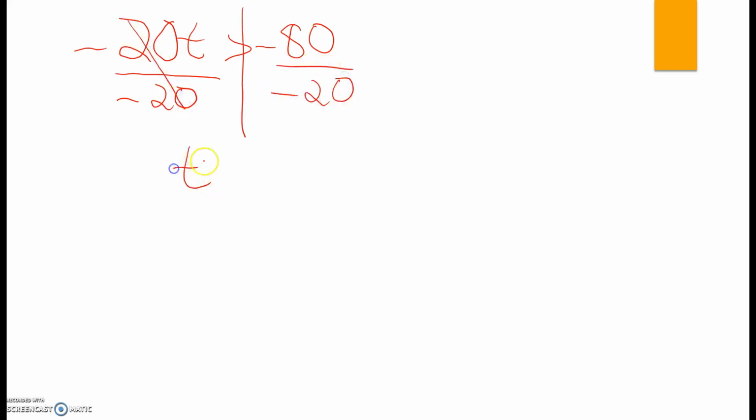We're left with t on this side. Negative 80 divided by negative 20 is 4. And because we divided by a negative, we have to change our sign. Okay, and now we're going to graph it.